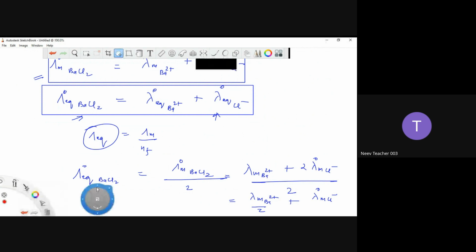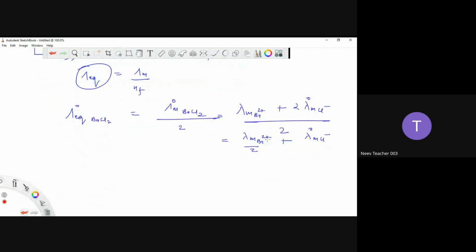What is this? Lambda m naught of Ba2 plus divided by 2. This is lambda m divided by n factor, which is lambda equivalent of Ba2 plus naught. Plus, what is this? Lambda m naught of Cl minus, with 1 there, divided by n factor, again becomes lambda equivalent of Cl minus. So that's why, when equivalent conductivity is used, we do not write the stoichiometry, but when molar conductivity is used, we write the stoichiometry in Kohlrausch's law. Am I clear, guys? Yes, sir.